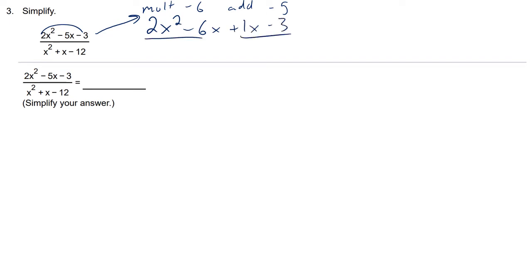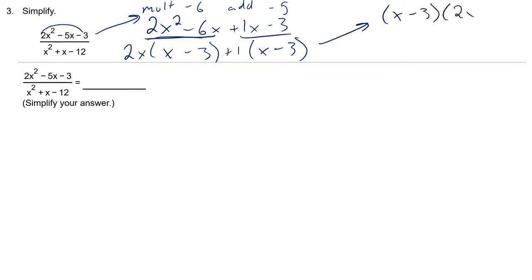And then I'm going to factor this by grouping. What can I take out of the first two? I could take a 2x. That would leave me with x minus 3. And what can I take out of the second two? Really just a 1, and that would leave me with x minus 3. So my numerator ends up being x minus 3 and 2x plus 1.